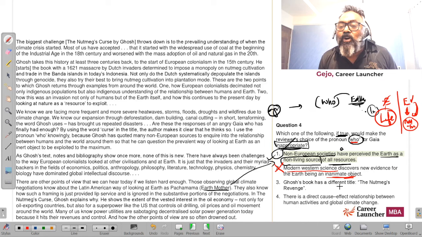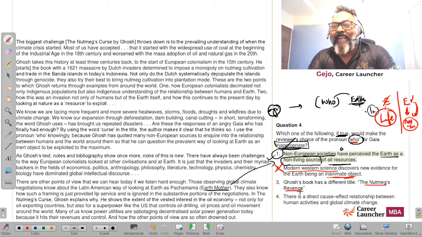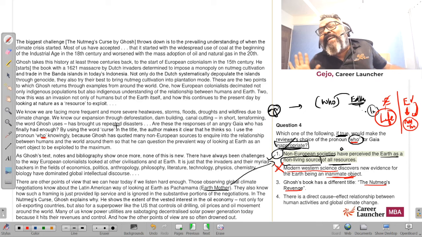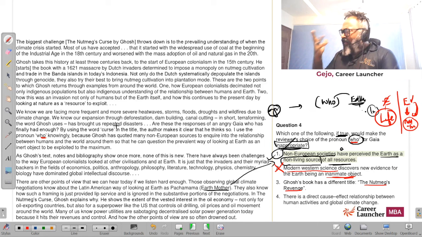Ghosh's book has a different title. The only reason why I called it "who" is because there is a curse. If it is revenge, man, there is no "who". Who will take revenge against who? Revenge is natural. Revenge is inanimate. Curse is better. What has this got to do with it?